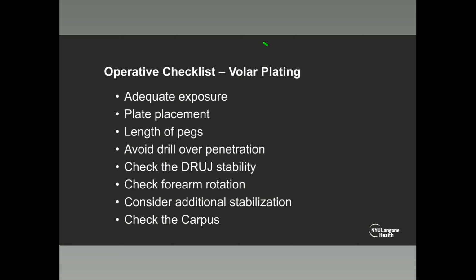If you feel like you've got too much comminution and you've already tried to do a volar plate, you may need to supplement with K-wires, you may need to supplement with additional plate fixation or even an external fixator. And finally, make sure you check the carpus. You don't want to miss a carpal injury that's in association with the distal radius fracture.